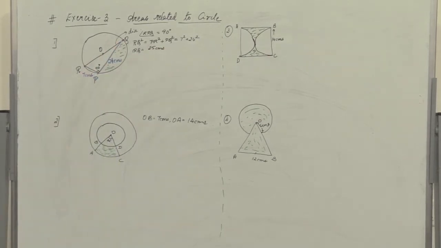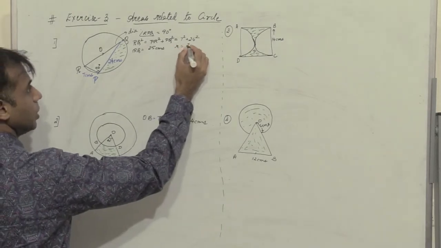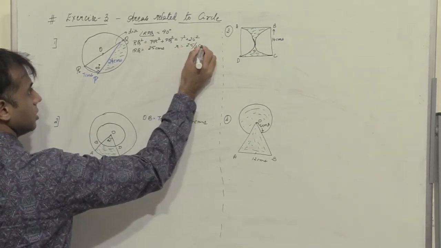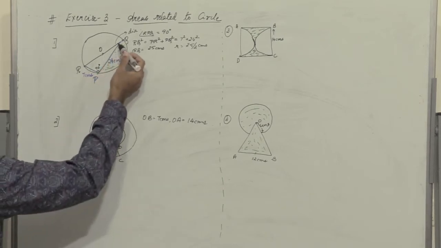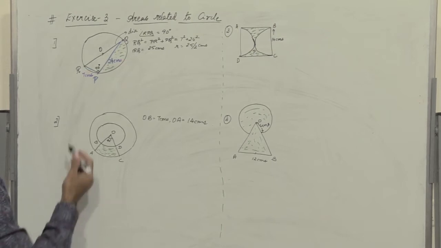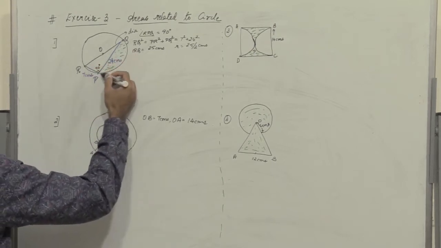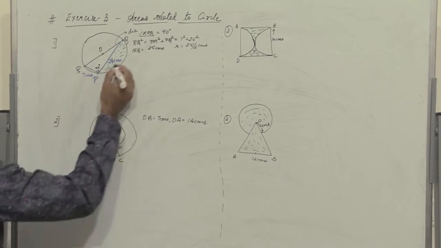Now QR is the diameter. So therefore the radius of the circle R is 25 by 2 centimeters. So that is the radius. So now we need to find the area of this shaded region. So the area of the shaded region is nothing but the area of the semicircle minus the area of the triangle.